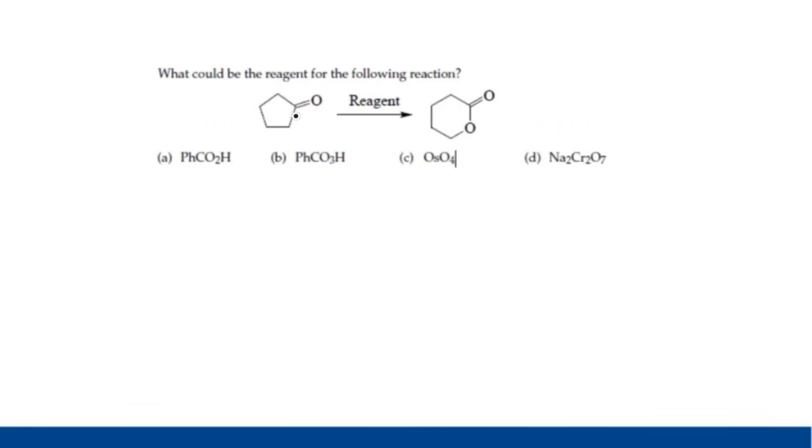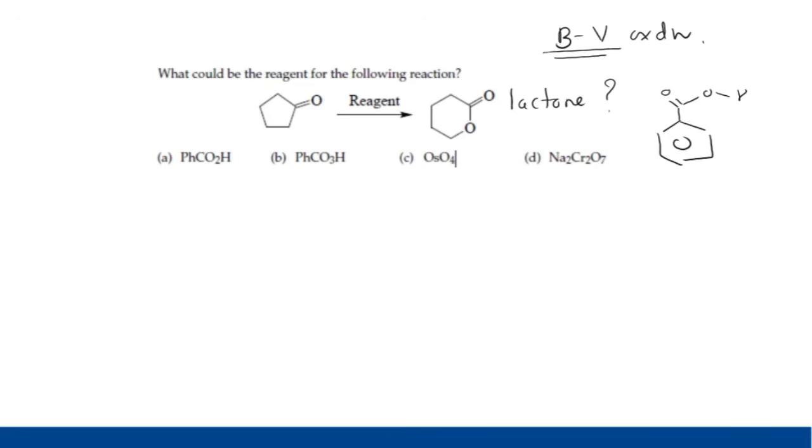Let's solve the last question. The cyclopentanone is converted to a six-membered lactone. So this is a cyclic ester. And what is this reaction? It's a named reaction and we call this Baeyer-Villiger oxidation. Which reagent do we use in Baeyer-Villiger oxidation? A peracid. Peracid, especially perbenzoic acid. You can see that this is benzoic acid, right?